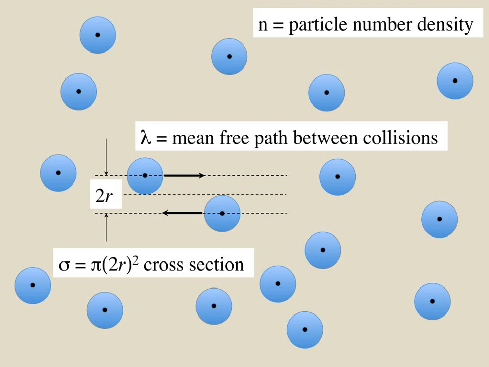b d phi d b. The differential angular range of the scattered particle at angle theta is the solid angle element d omega, sin theta d theta d phi. The differential cross-section is the quotient of these quantities, d sigma per d omega.